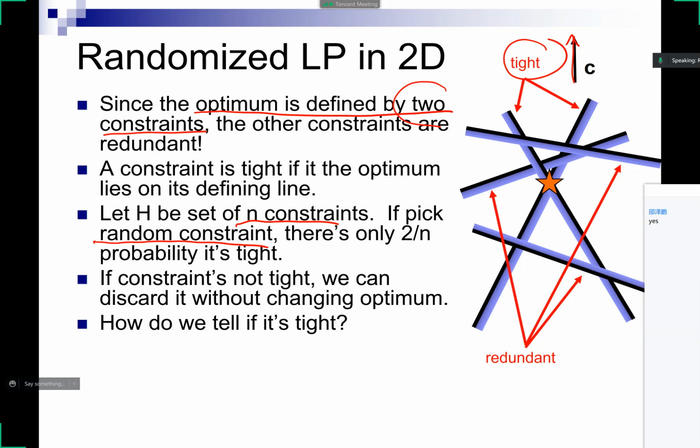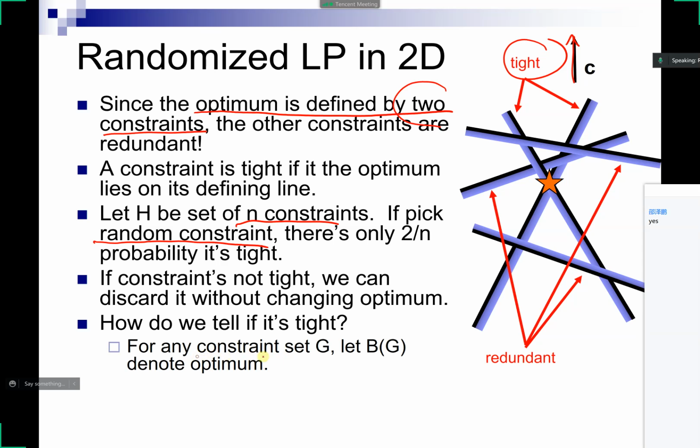However, you need a way to tell whether a constraint that you want to throw away is actually useless or it's actually one of these useful tight constraints. Because you cannot throw away any of these tight constraints, because if you do, then you change your problem. Therefore you need a way to distinguish whether the constraint that you picked is tight or redundant.